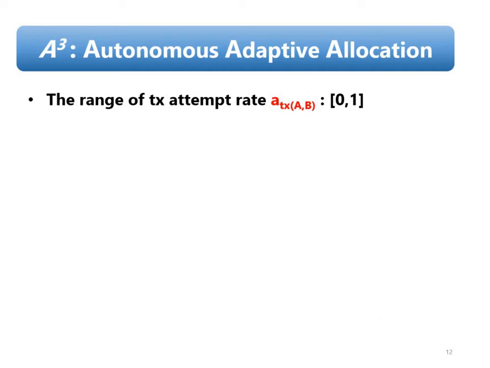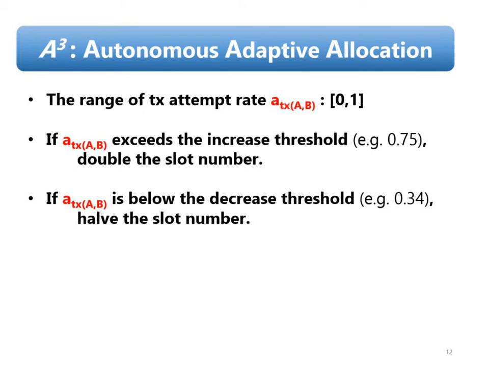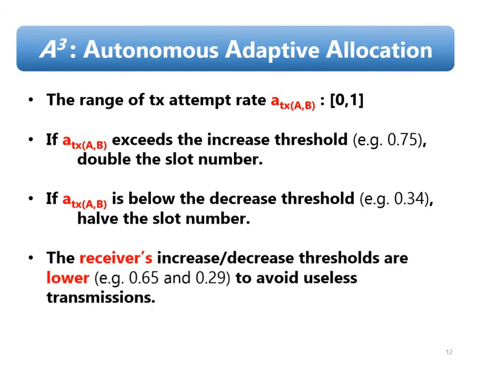As we have seen before, A-Cube increases and decreases the number of slots based on the transmission attempt rate of the link. By using EWMA, the transmission attempt rate updates over time, and the range of the value is between 0 and 1. When the transmission attempt rate exceeds the increase threshold, we increase the number of slots by twice. When the transmission attempt rate is below the decrease threshold, we decrease the number of slots by half. Here, we set the receiver's increase-decrease thresholds lower than the sender's thresholds to avoid cases where the sender transmits while the receiver is not listening to the channel.